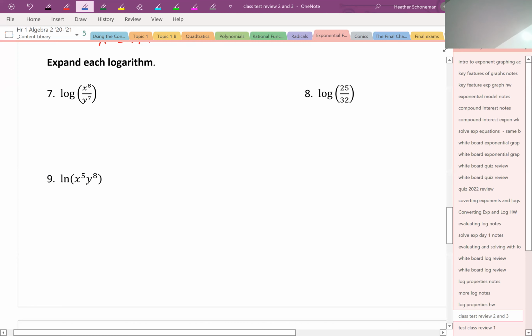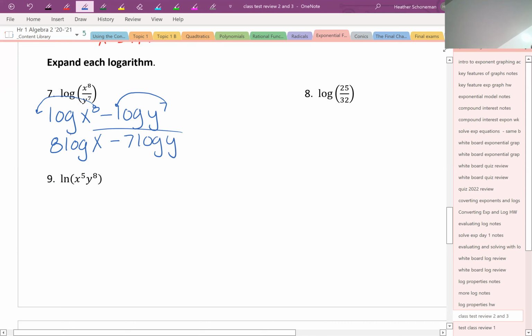All right, so because this is division, I'm going to rewrite it with subtraction. So I'm going to have log x to the 8 minus log y to the 7. And then I'm not quite done because I got to move those exponents out front. So I have 8 log of x, or 8 log x, and then 7 log y. And that's my final answer.